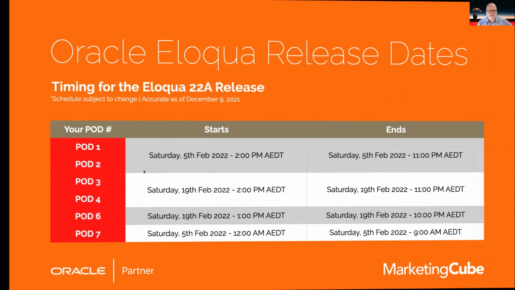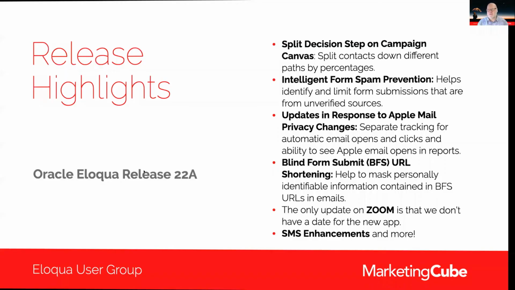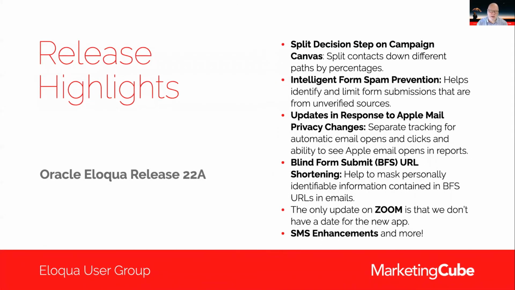So what's on that schedule? Let's have a look. Split decision on the campaign canvas. We'll show you these here in just a moment as well. Also the intelligent form spam prevention. Some of you may have had early access to that. That's now generally available, which is great. There have also been some updates in response to the Apple Mail privacy changes. What you'll see there is enhanced reporting in Insight, which we won't cover today, but if you jump into Insight, you will start to see some changes there.